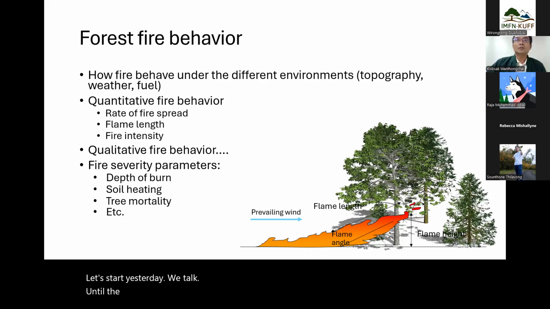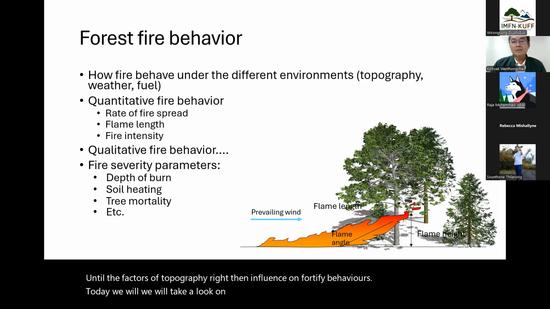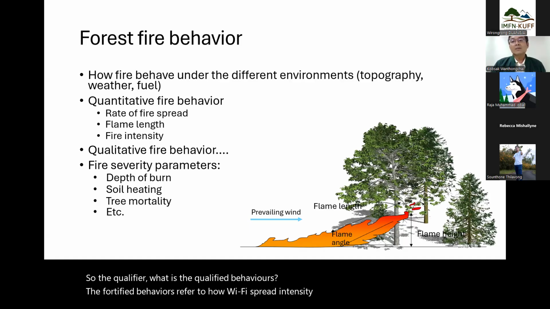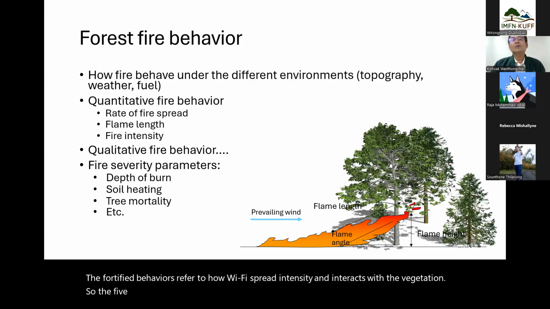Yesterday we talked up to the factors of topography that influence forest fire behavior. Today we will take a look at forest fire behavior. So what is forest fire behavior? Forest fire behavior refers to how a wildfire spreads, its intensity, and how it interacts with the vegetation. So fire behavior is influenced by the things that we talked about yesterday: topography, weather, and fuel, right?